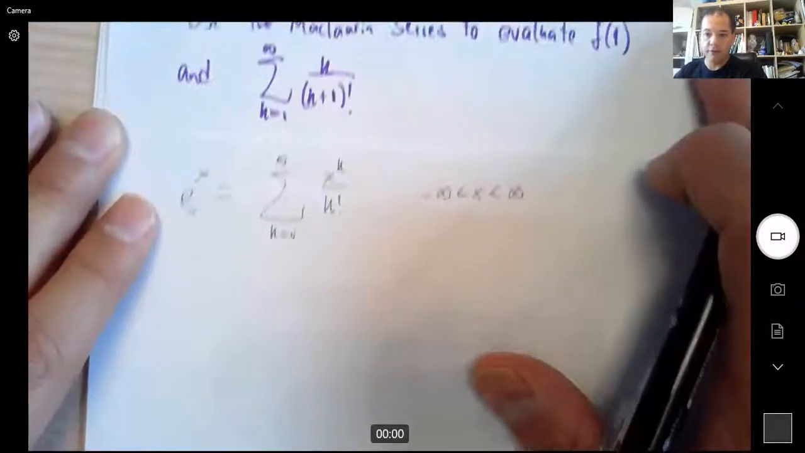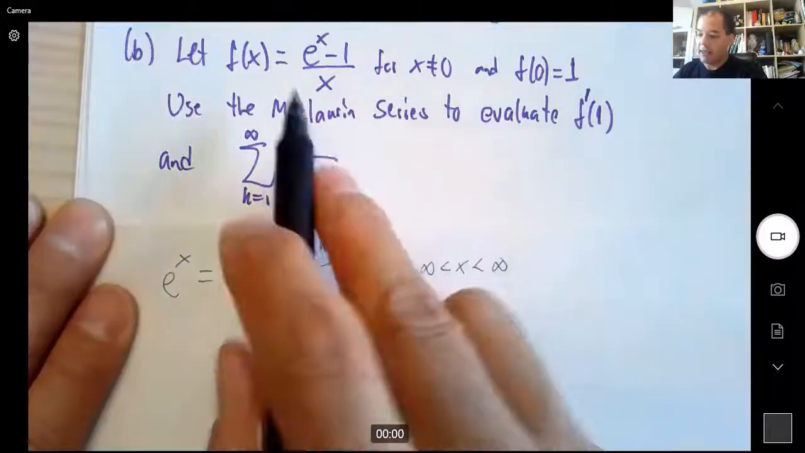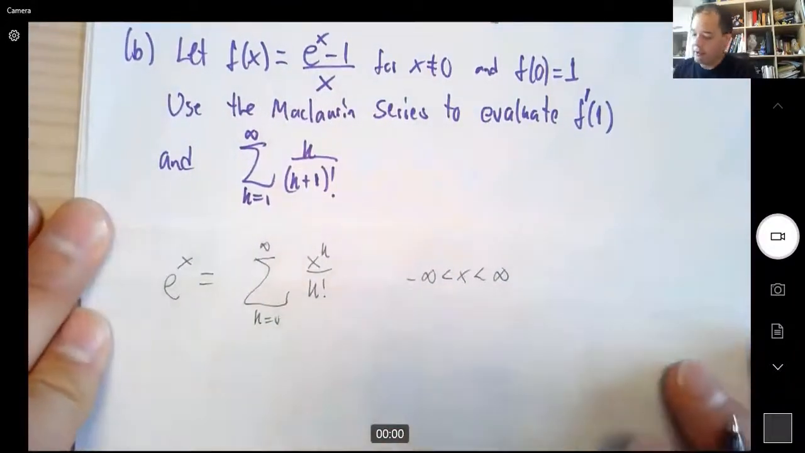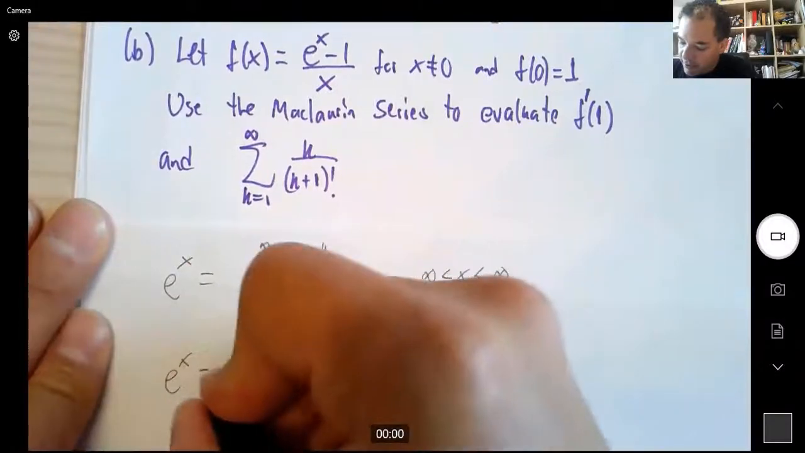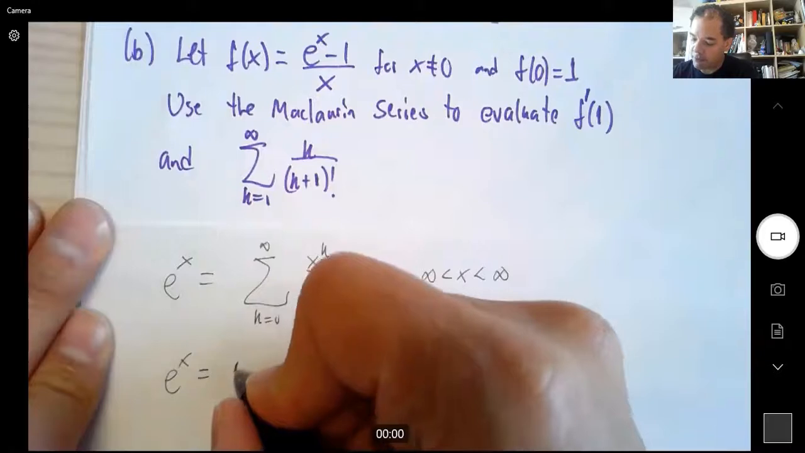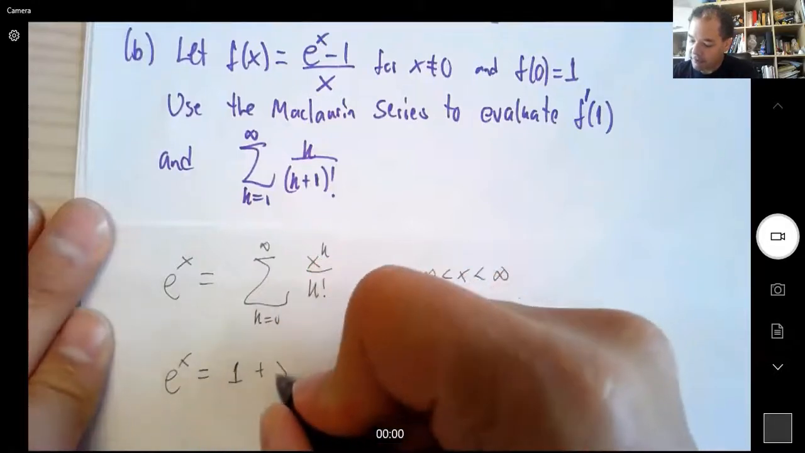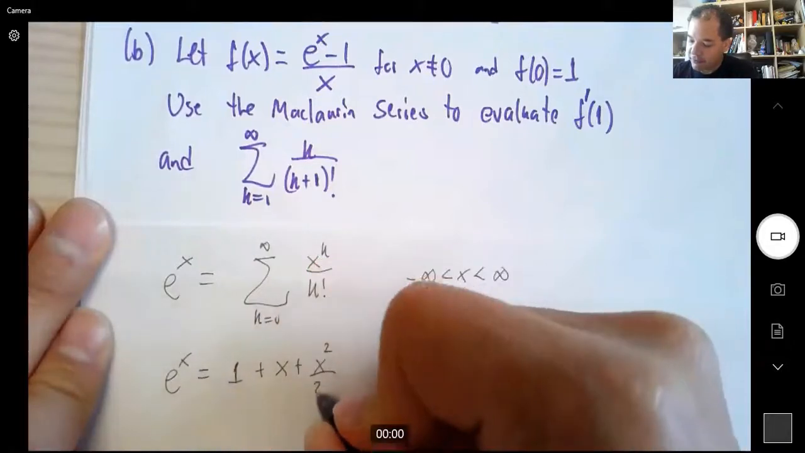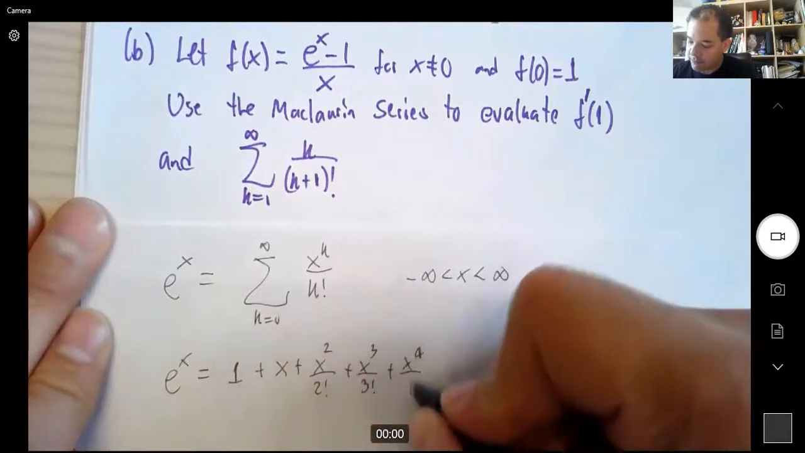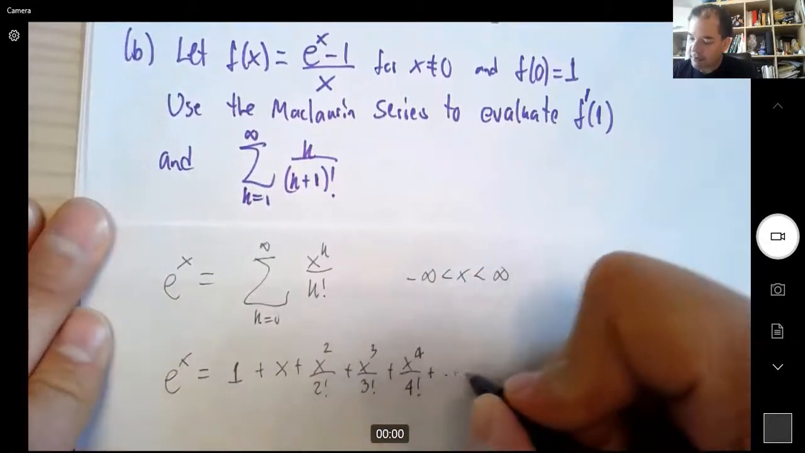Let me show you. The function we want is actually e to the x minus 1 divided by x. So let's do that one. Let me write the first few terms. So the first term is 1, then it's x, then it's x squared over 2 factorial, x cubed over 3 factorial, x to the 4 over 4 factorial, etc.